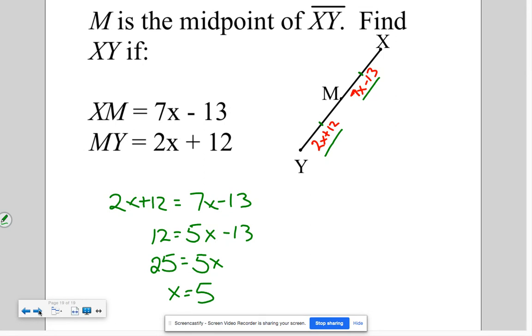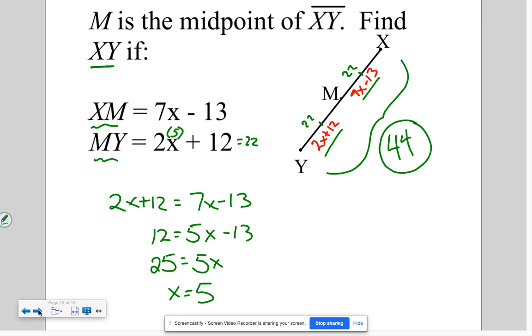Now, finding x isn't what we're ultimately trying to do. We are trying to figure out the length of XY. Well, none of these are XY. One's XM and one's MY. But I know that they're equal to one another, so if I can find one of the lengths and double it, it should give me the full XY length. So I'm going to go ahead and plug it in. I'm going to put it in this one. This one looks like it's easiest. 2 times 5 is 10, and 10 plus 12 is 22. And if both of these segment lengths are 22, when I add them together, I get a length of 44.